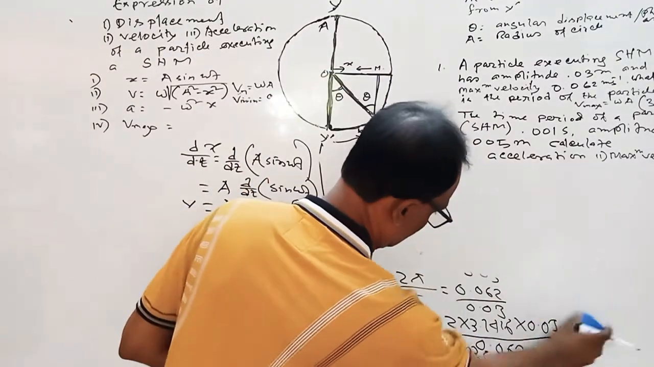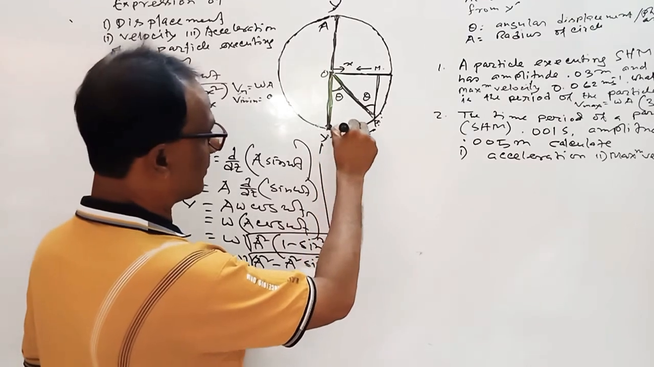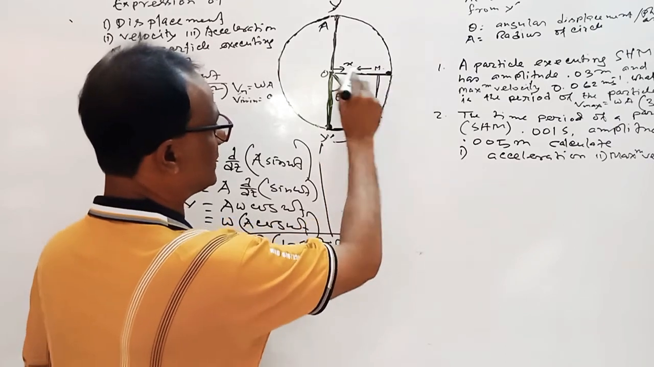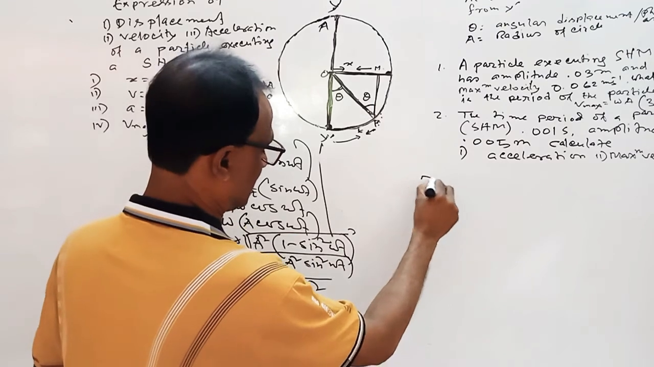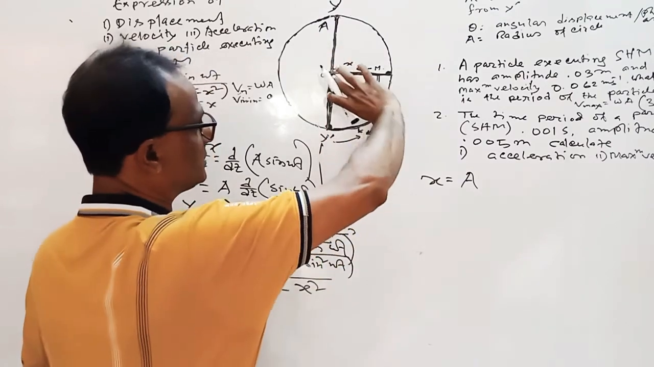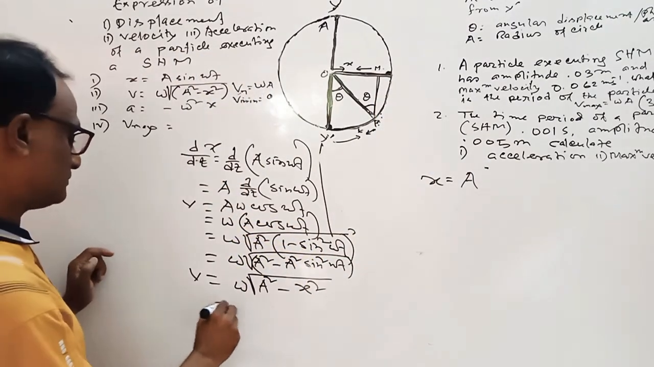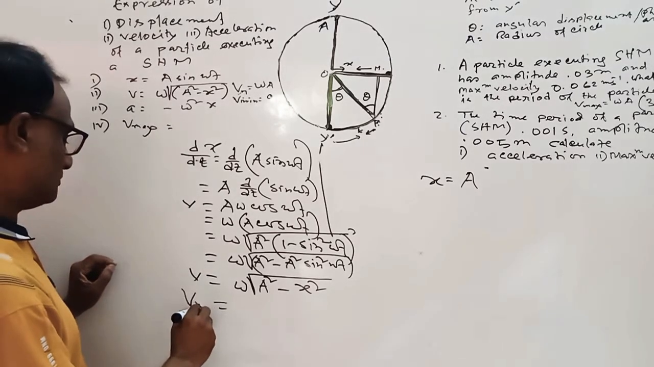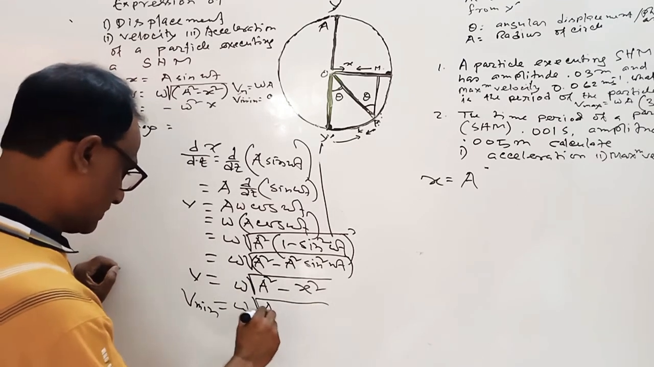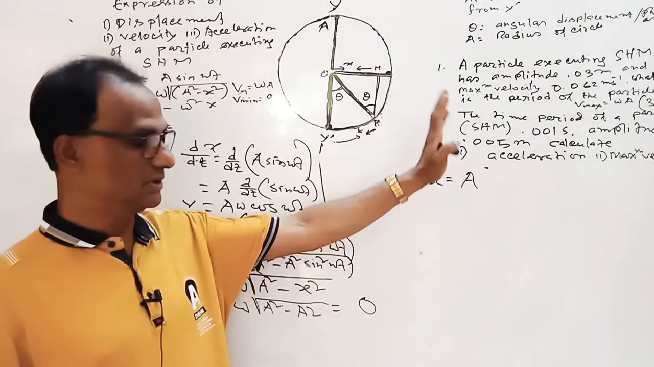Again, the minimum velocity of that particle. What do we do? The minimum velocity is when the particle moves from here to this point, that is x equal to a. This is equal to a, this is also a. So what will we have? The minimum velocity will be a square minus a square, that is 0. Minimum velocity will be 0, maximum velocity we calculated.